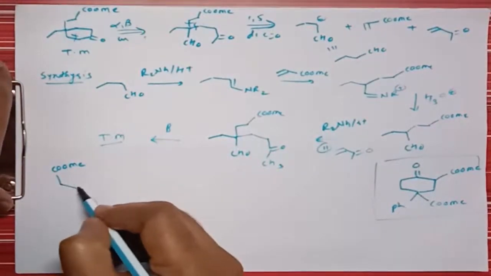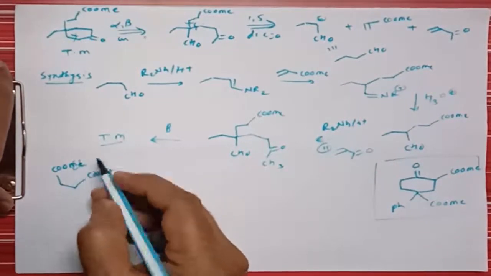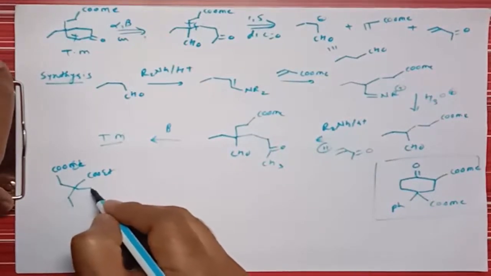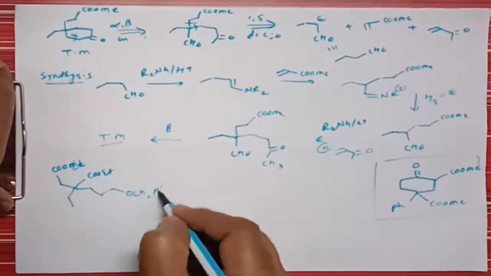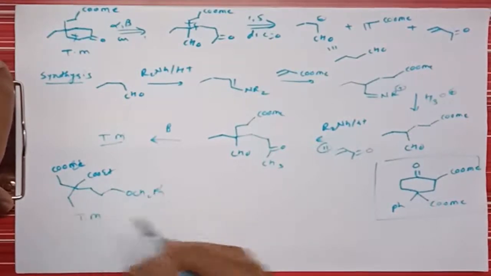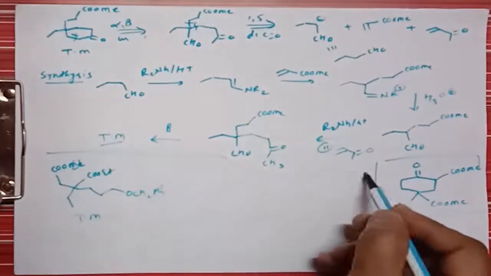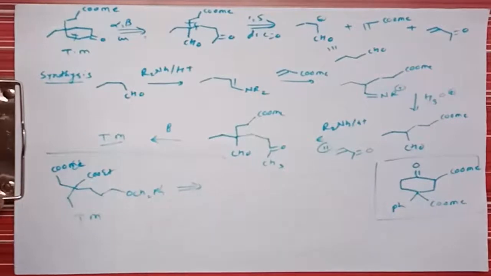COOMe CH2. Then here is COOEt, here is ethanol, then again CH2 CH3, then CH2 CH2 CH2 O CH2 Ph. So this is the target molecule, and in that target molecule we have to find out the best synthetic route. So here we can break the molecule.